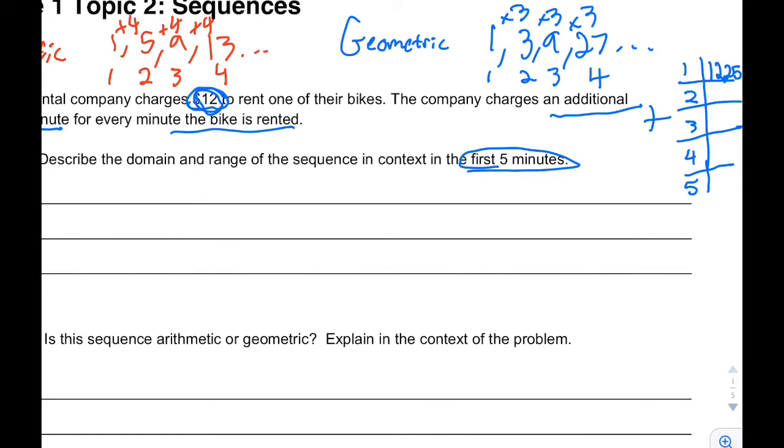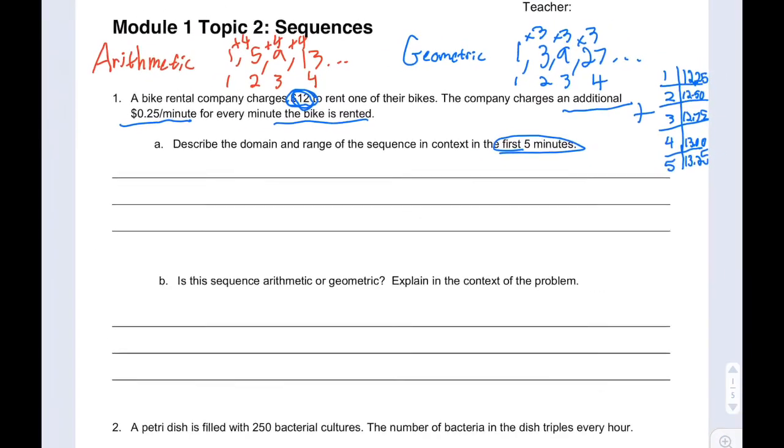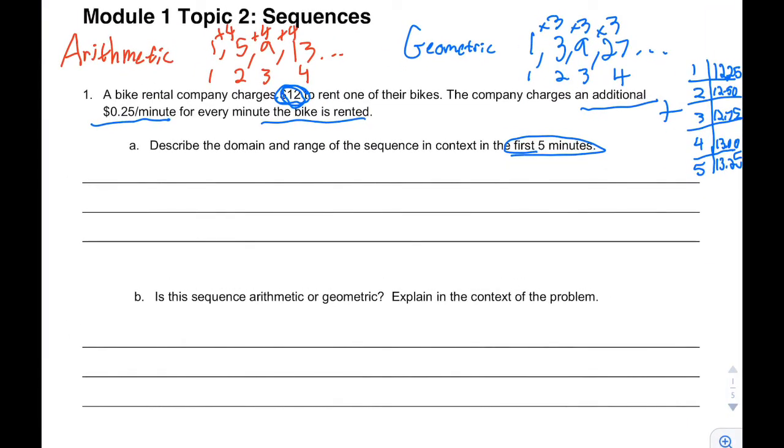Now continue the pattern, just keep adding 25 cents. Pretty easy numbers to add. We have $12.50 for a second term, $12.75 for a third, $13 for our fourth, and $13.25 for our fifth. Okay, so I have a nice table. If you look at just the right side, that's actually the sequence that represents this problem.